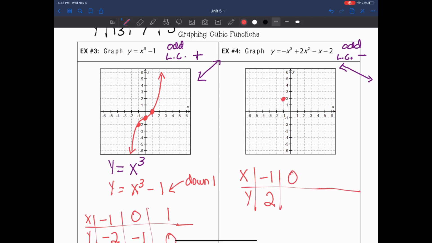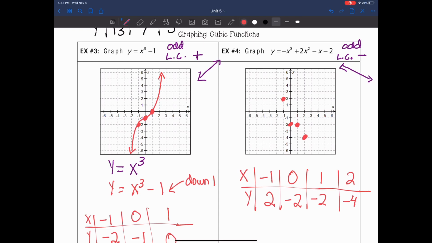So what about 0? Well, if we plug 0 in, our output's going to be -2. So 0, -2. Let's plug in 1. If we plug 1 in, our output is going to be -2 as well. And then the last thing, if we plug in 2, our output is going to be -4. Okay, so just plugging in enough points to see generally what is happening with this graph.